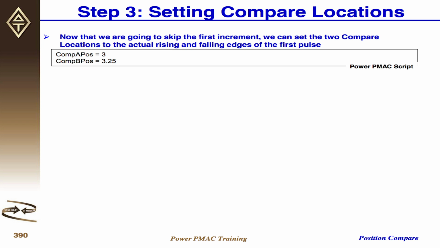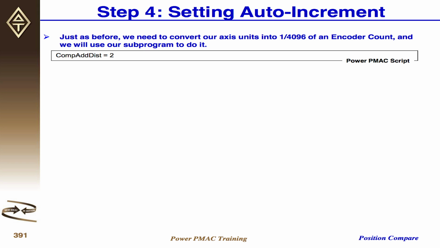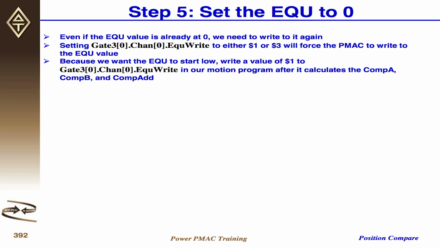We're going to do very similarly to before. Set up Comp A pause equal to 3, Comp B pause equal to 3.25, where we want our pulse to turn on or off. We're going to set our Comp Add distance to 2, the same value as it had been for the previous example, but we're just going to rewrite to that value right now to make sure it's set properly. And then after we've done that, we need to set EQU write. It doesn't matter whether we set it to 1 or 3. We can set it to either of the two. What matters is that we actually are forcing and writing to our EQU value.